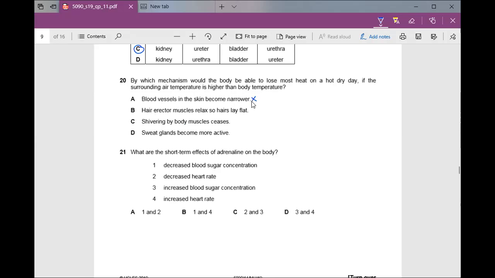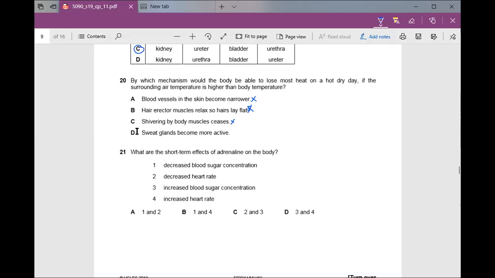This takes place when the winter season is there. Hair erector muscles also erect, muscles relax, so hair lays flat. It is not for this. Yes, it is not possible. Shivering by body muscles, no way.